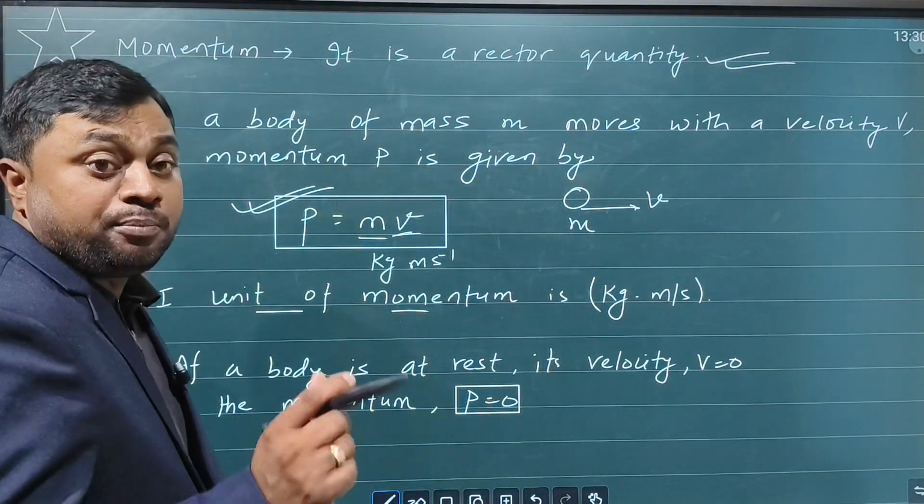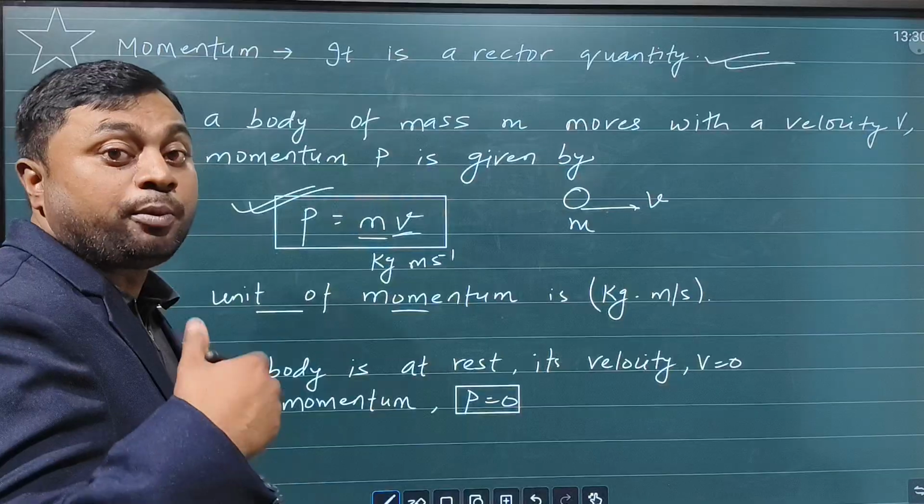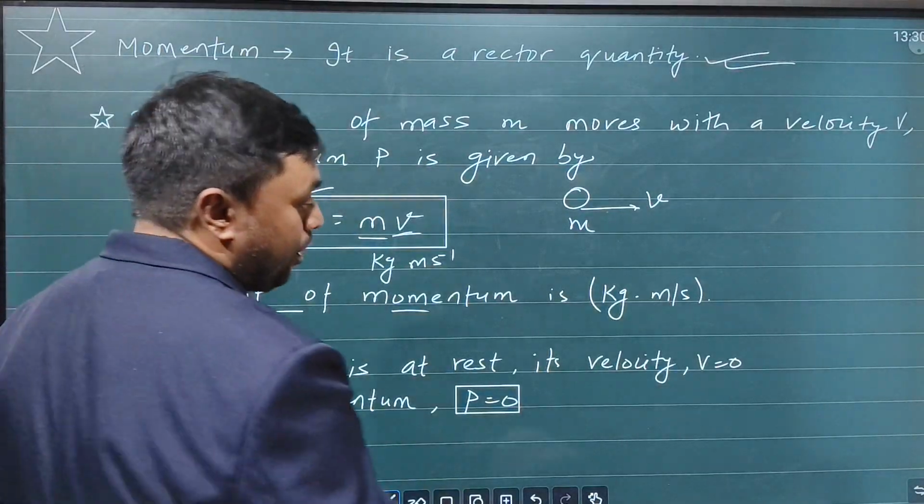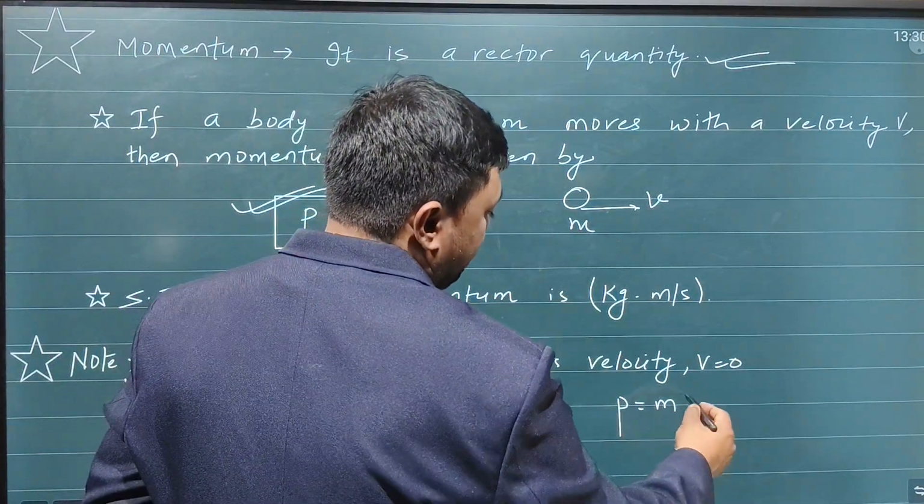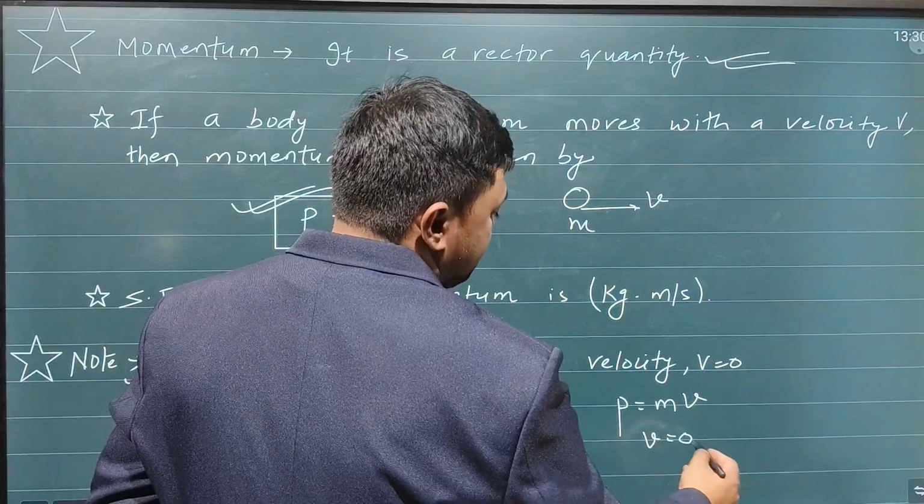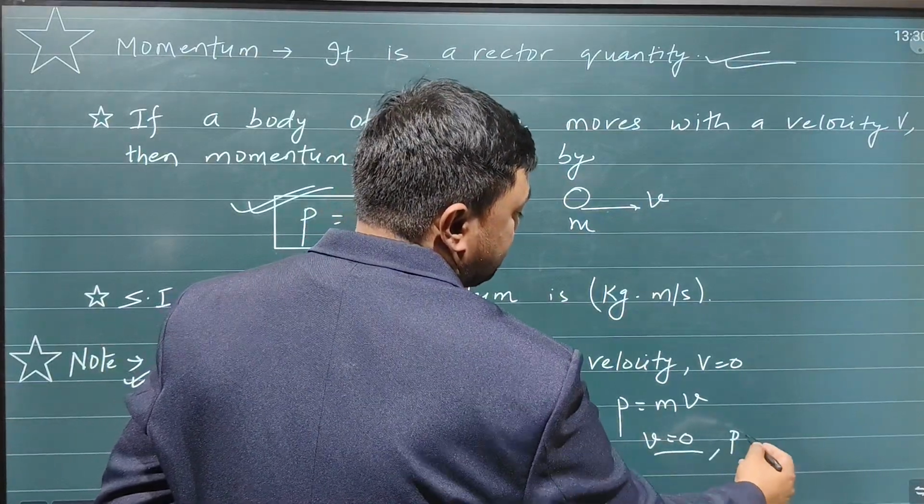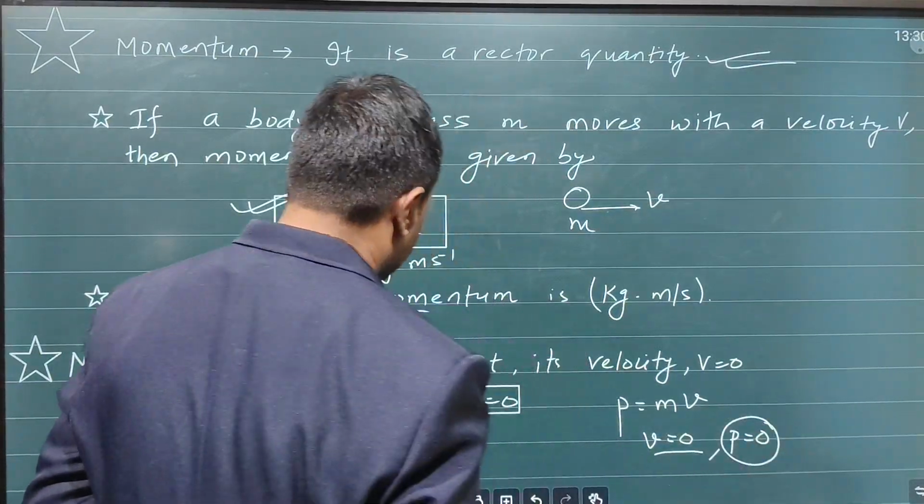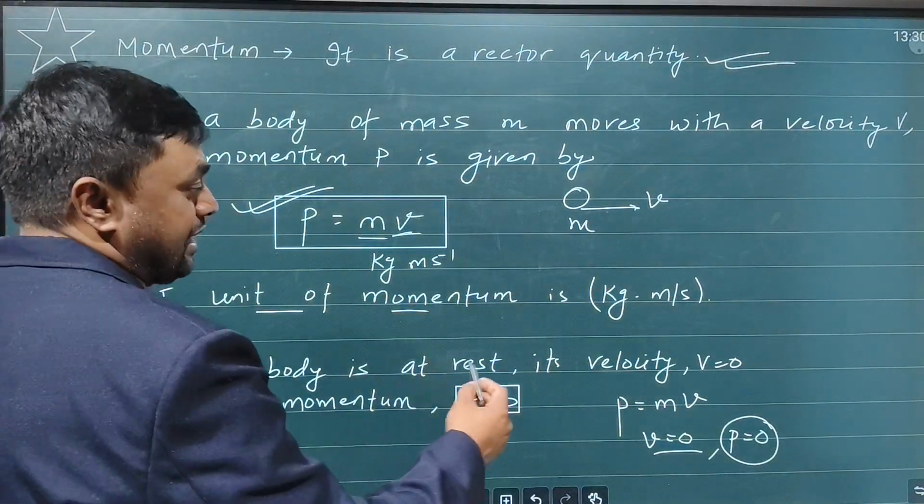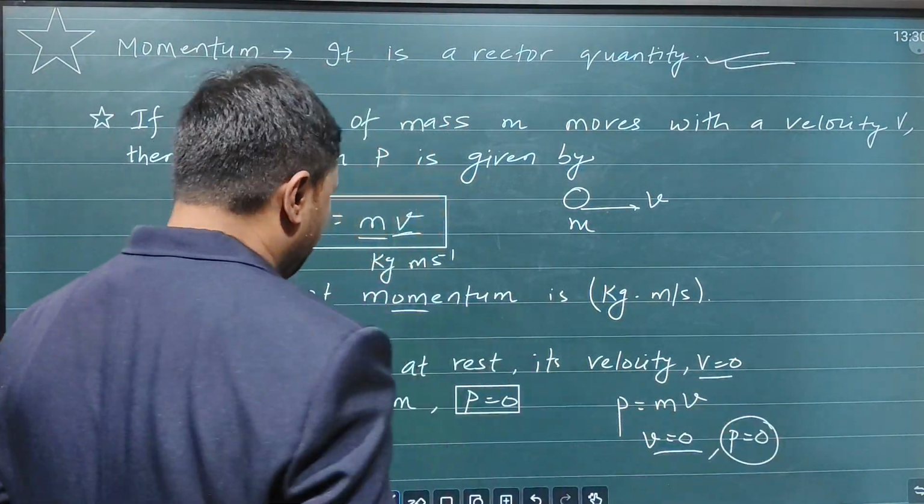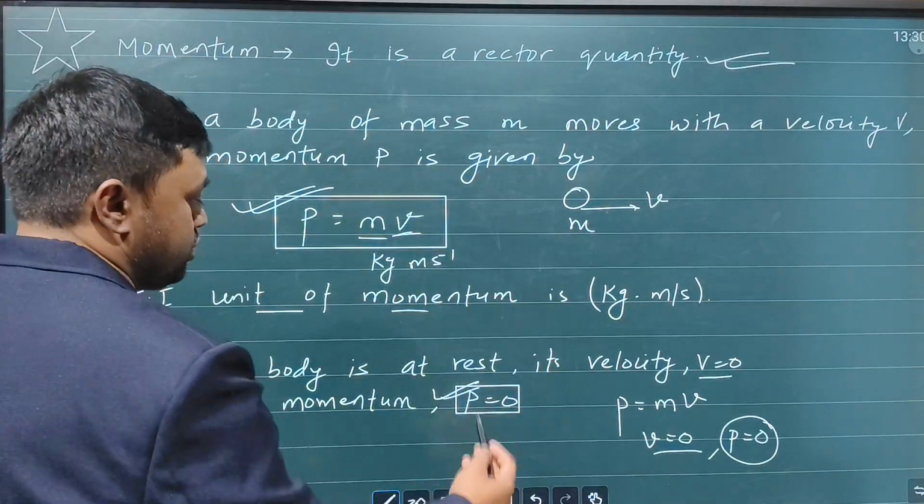Try to understand, if the velocity of the body is 0, what will be its momentum? As we know, P is equal to m into v. If a body is not moving, that is, if a body is at rest, its momentum is 0. Am I clear? So if a body is at rest, that is, its velocity is 0, momentum is also 0 only.